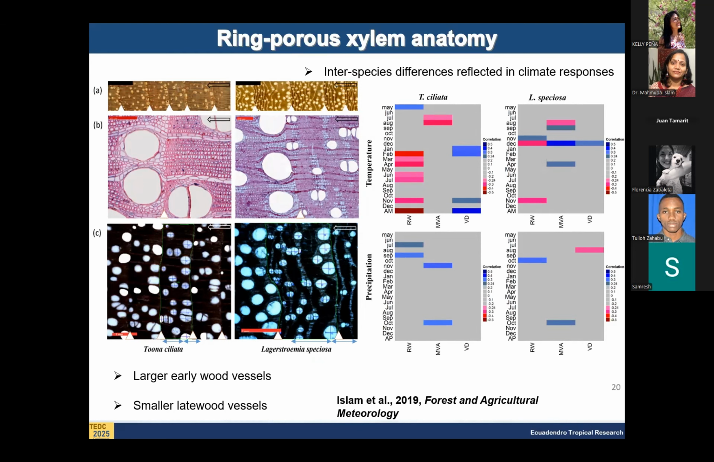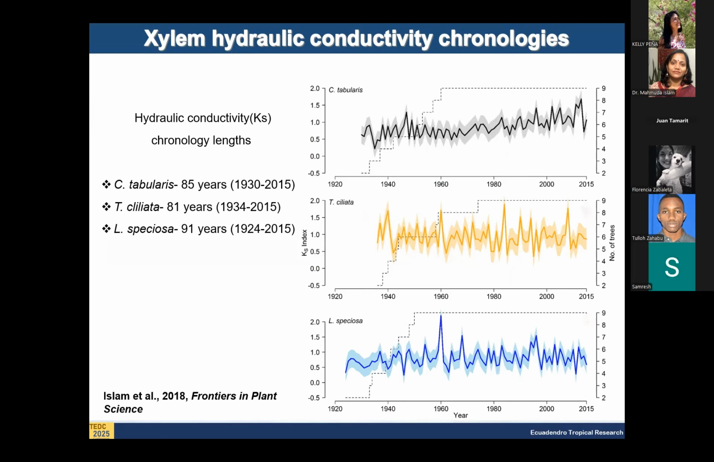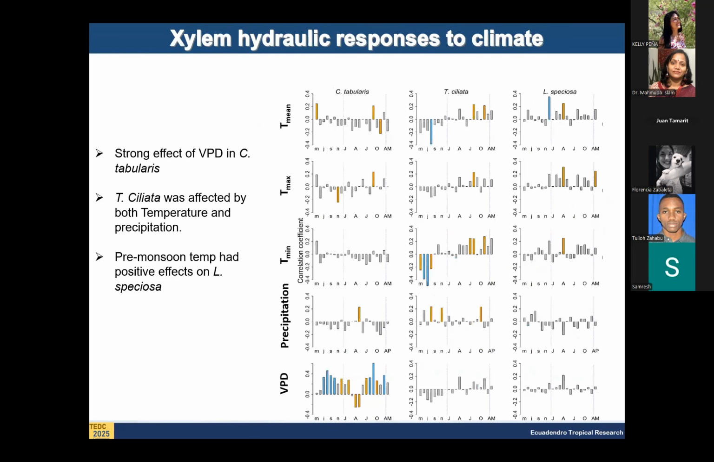Another cellular dendrochronological method is used to measure xylem hydraulic conductivity. By measuring the cell lumen area, mean vessel area, or tangential and radial length, we can measure hydraulic conductivity, which is also an important parameter in cellular dendrochronology. We developed xylem hydraulic conductivity chronologies in 3 species: Chukrasia tabularis, Toona ciliata, and Lagerstroemia speciosa. Climate has a strong effect on hydraulic conductivity, especially in Chukrasia tabularis.